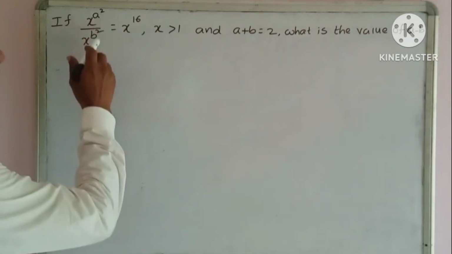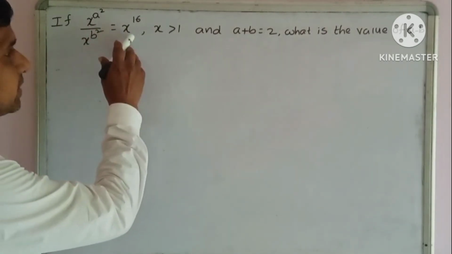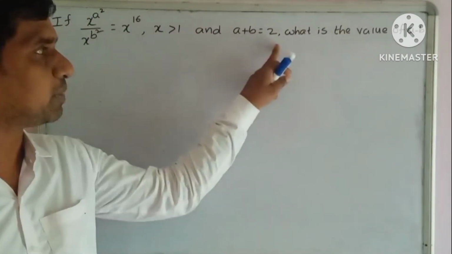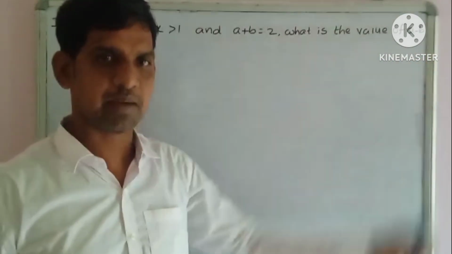If x^(a²) / x^(b²) = 16, x > 1, and a + b = 2, what is the value of a − b? See, what is given here? x^(a²) / x^(b²) = x^16.